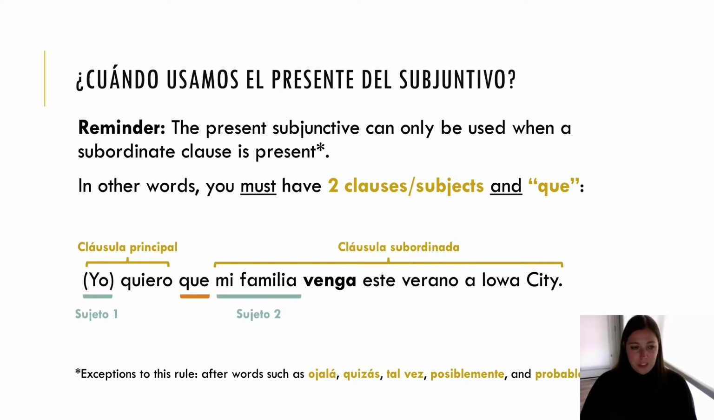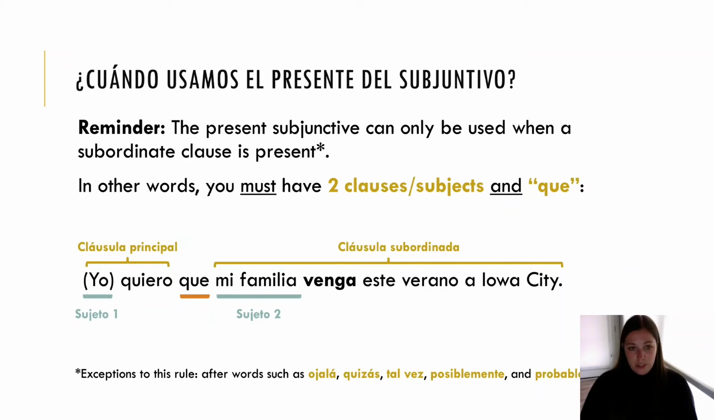So in this example sentence, we have our first clause with our first subject, yo quiero. We have our que. And then we have our second clause with our second subject, mi familia venga este verano a Iowa City. Yo quiero que mi familia venga este verano a Iowa City.